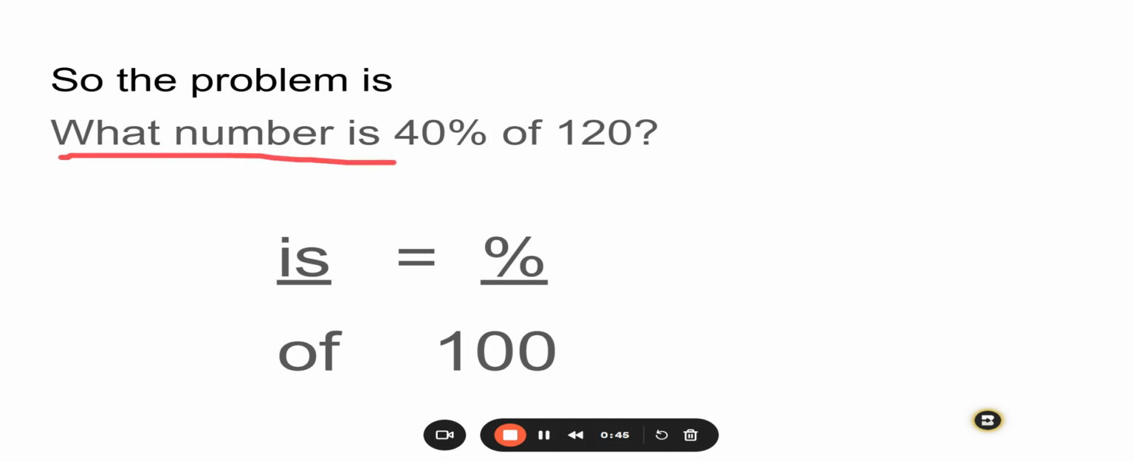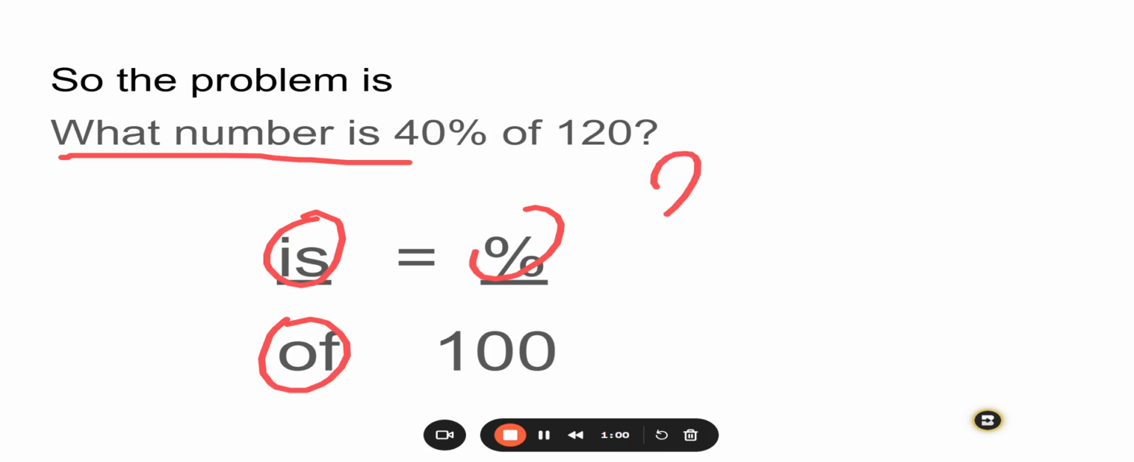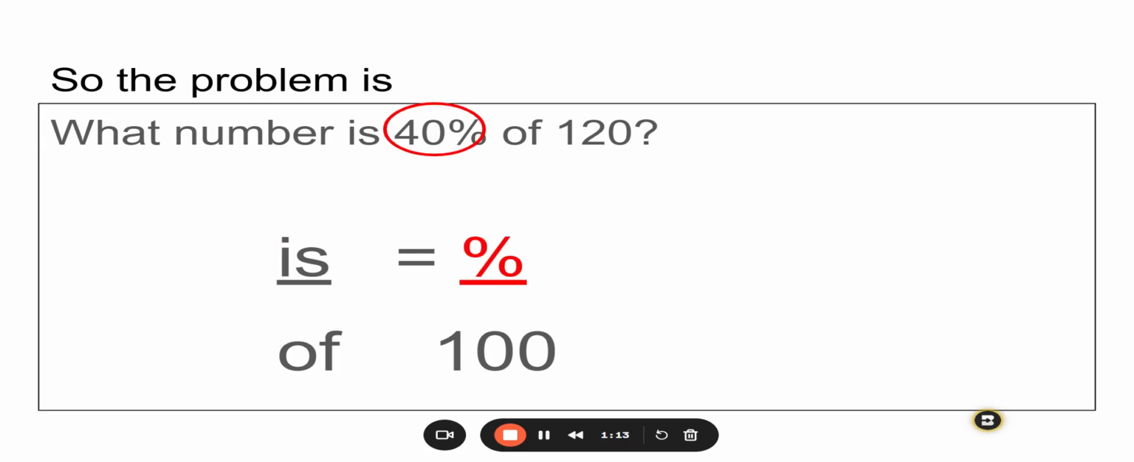Let's say we had a problem that said, what is 40% of 120? I have my percent sign, is, and of. The goal is that we substitute numbers for at least two of those options, either the is, the of, or the percent, and whatever's left, we substitute with a variable so that we can cross multiply and divide. This problem tells me what the percentage is, 40%. So I'm going to put 40 where the percent sign is.